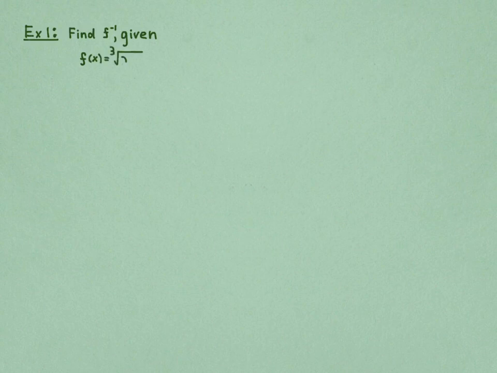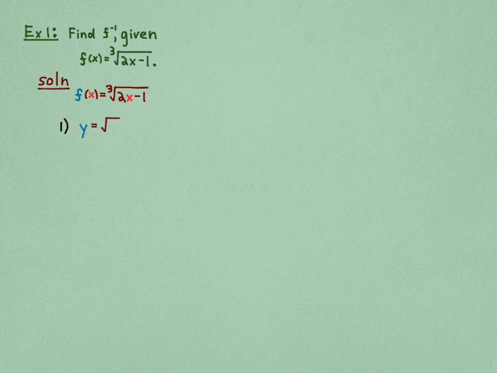So I'll do some examples for you here. Example 1: find f inverse given that f of x equals the cube root of 2x minus 1. And the 2x minus 1 is the radicand there. Okay, so solution. I just wrote it out with the colors so that you can follow it. And if you have difficulty seeing the colors, hopefully you can see the slightly different tints of those letters.